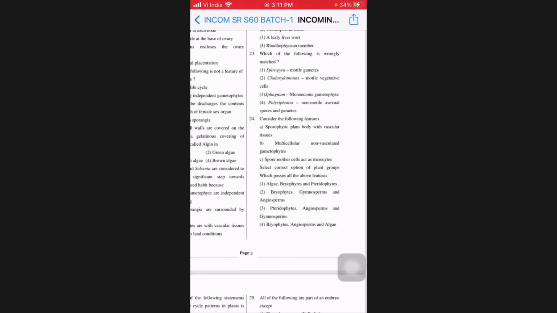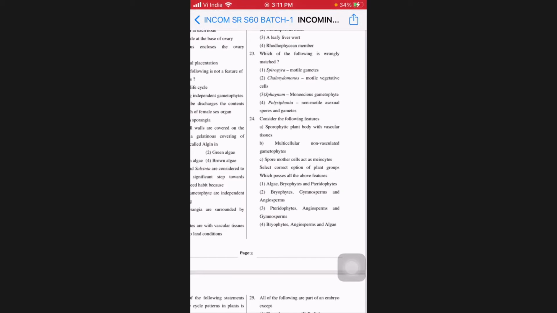22. Polytrichum is it a bryophyte or pteridophyte? Yes, sir. Polytrichum, hair cap moss, is a bryophyte. All bryophytes we know are homosporous. So which answer now? Homosporous moss plant. Second option.